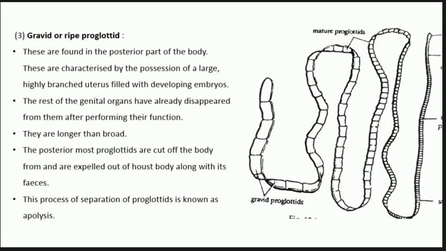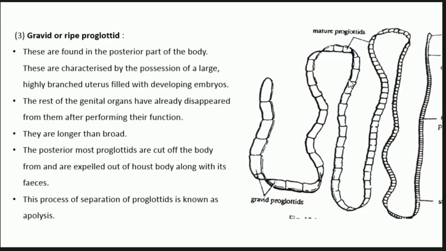Further, the third part, that is gravid. If already matured, then what is remaining? So gravid or ripe proglottids are found at the most posterior end of the body, and these are characterized by the possession of a large and highly branched uterus filled with developing embryos. So in mature proglottids, you don't have the embryos.